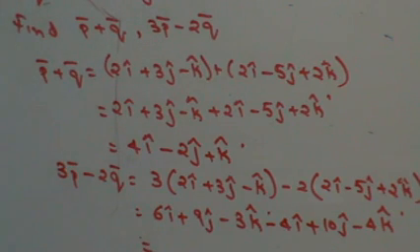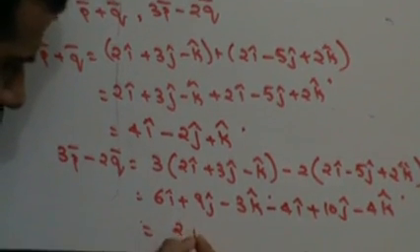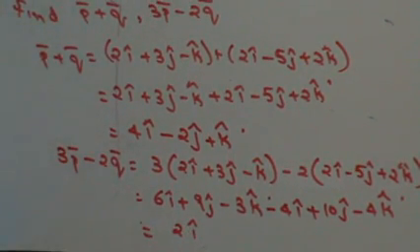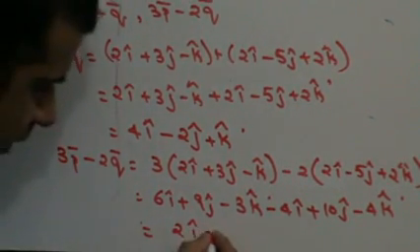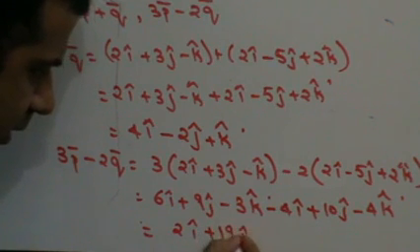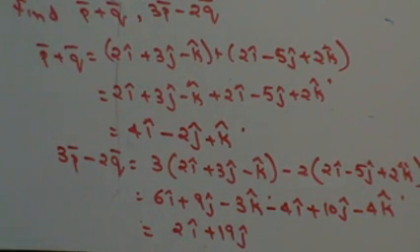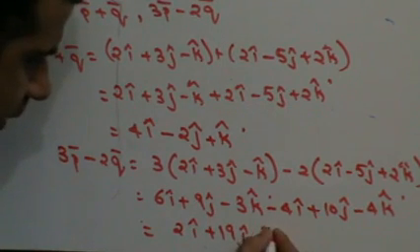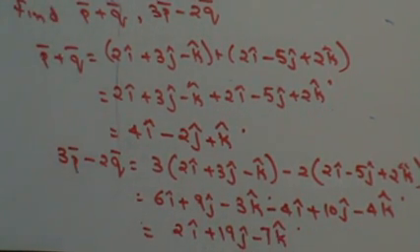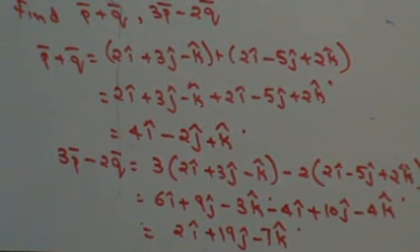So this is going to be 6i vector minus 4i vector will give you 2i vector. 9j vector plus 10j vector will give you 19j vector. Minus 3k vector minus 4k vector will give you minus 7k vector. Therefore 3P vector minus 2Q vector is going to be 2i vector plus 19j vector minus 7k vector. Fine, do we get this?